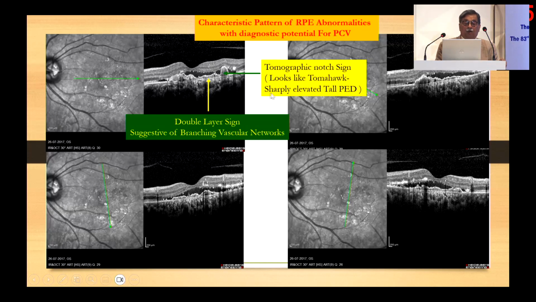This looks like a tomahawk sign. So it's actually called a tomographic notch sign. It's a sharply elevated PED fluid. This double layer sign, these are all signs that now you're talking about a PCV. You can actually diagnose based on OCT alone.